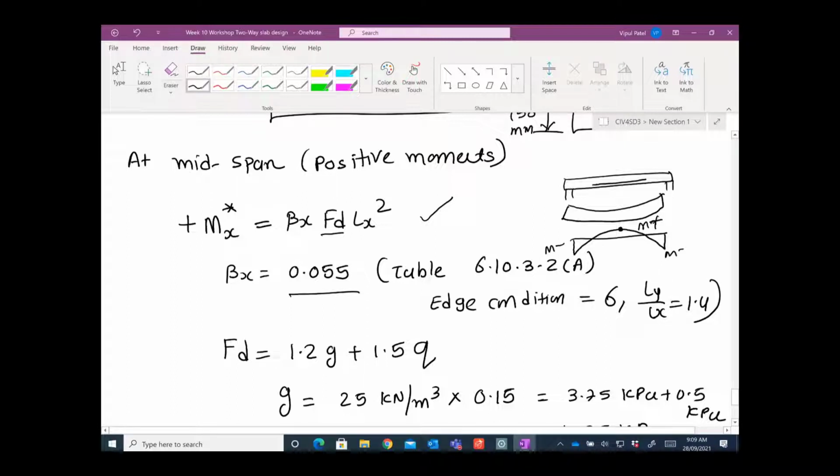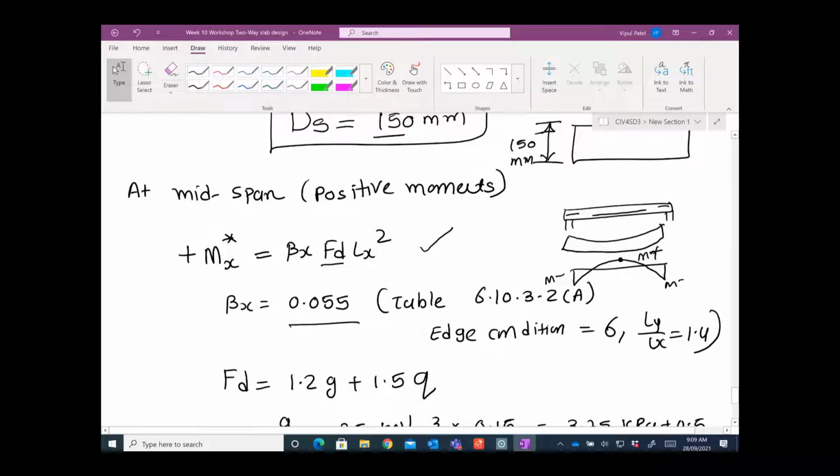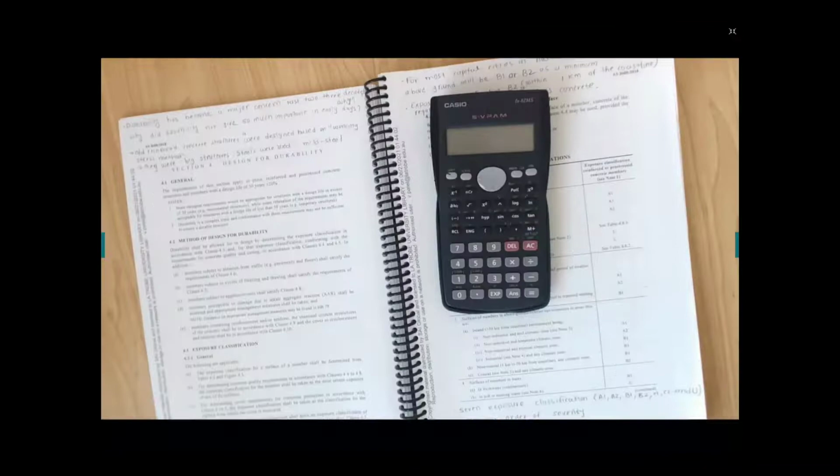That's what we need to calculate right now. Based on this positive bending moment, we provide the tensile reinforcement here, and we provide tensile reinforcement on the top of the support. These equations are given in our clause. I can show you where that clause is. I think it's in section 6.